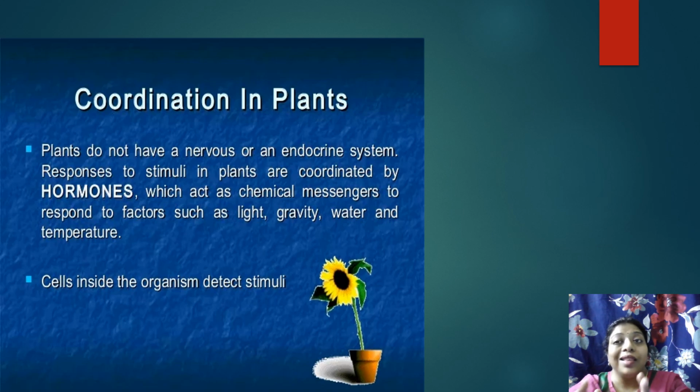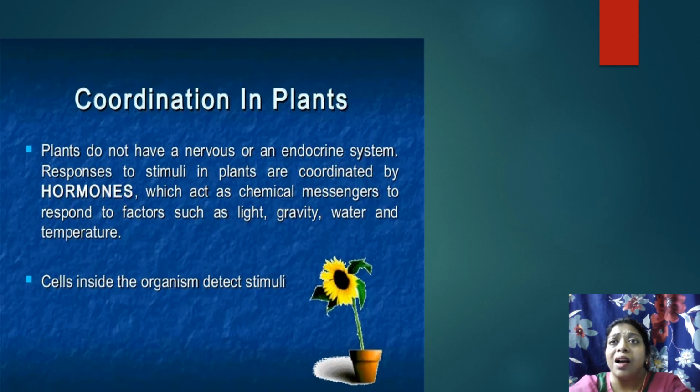Now what are these hormones? These hormones again are called chemical messengers, because they respond to the external factors, the factors which are outside. When you talk about the external factors, it is the light, the gravitational force or gravity, the water and the temperature.